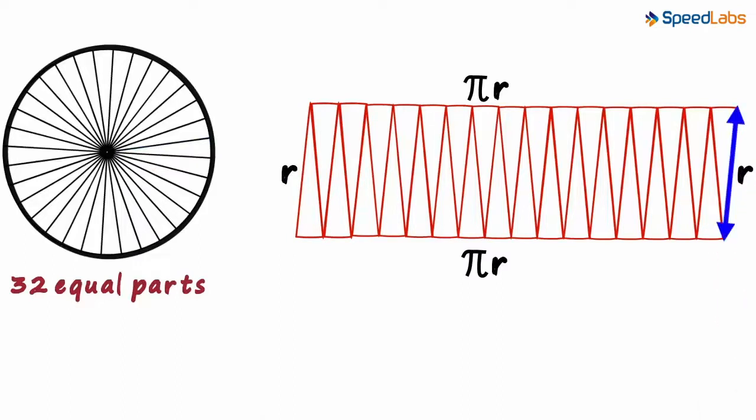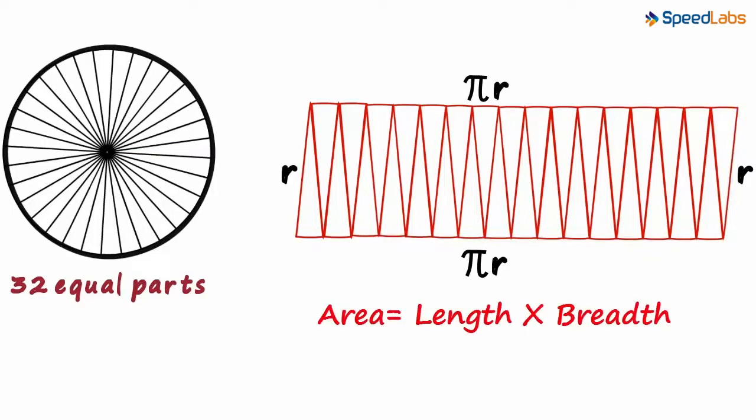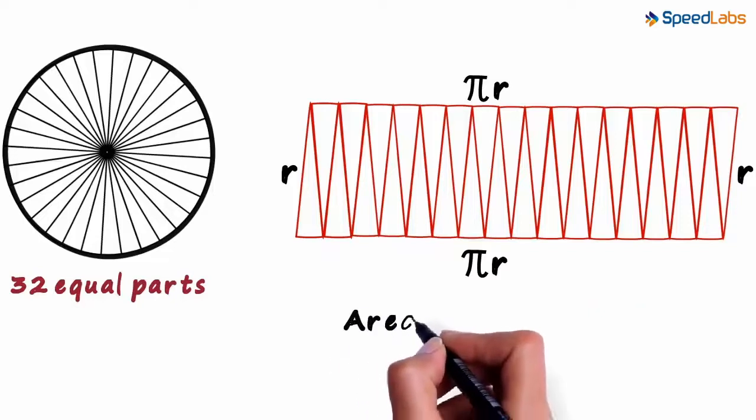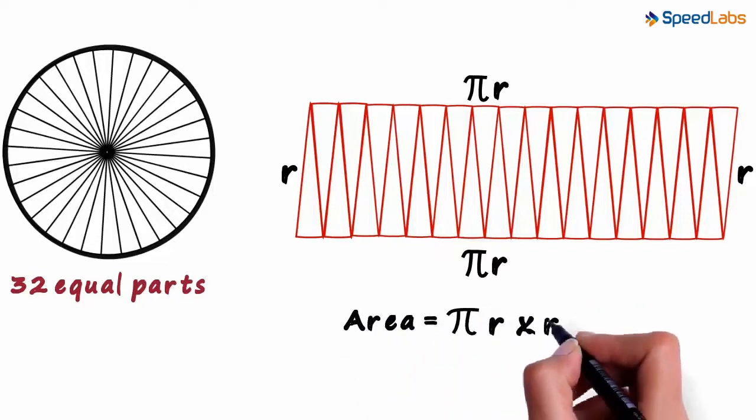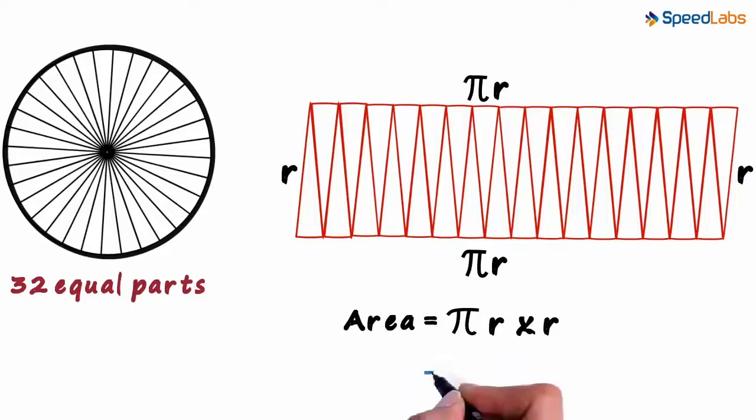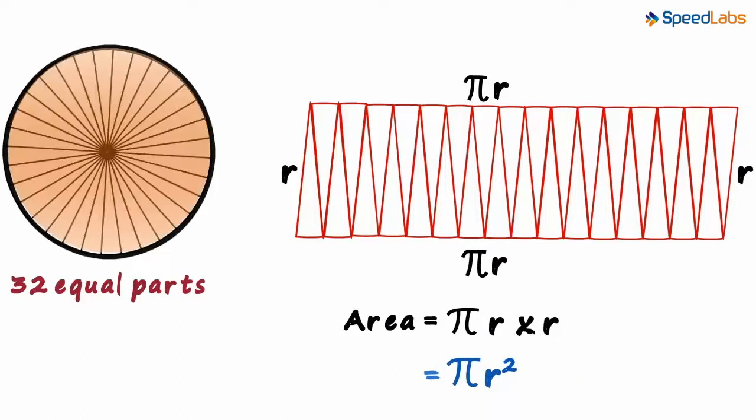This is the length of the rectangle and this is its breadth. Since the area of the rectangle is length multiplied by breadth, in this case it will be pi r multiplied by r. And that gives us pi r squared. That's how we get the area of a circle as pi r squared.